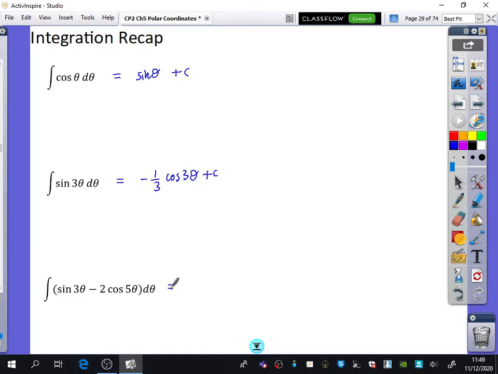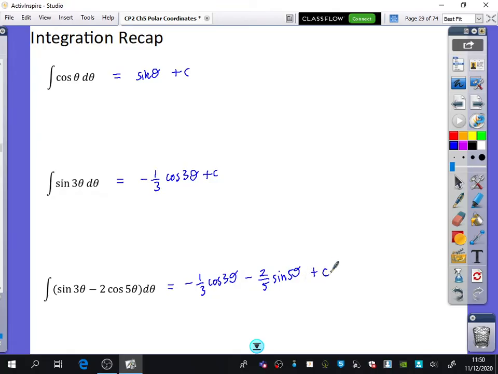Pretty obvious here, but you know that you can do them as two separate bits. So we already know that sine 3 theta, I've just done, is minus a third cos 3 theta. But we've now got to integrate minus 2 cos 5 theta. So it's going to be what, do we think? Minus 2 over 5 sine 5 theta. Good. Minus 2 over 5 sine 5 theta plus c.